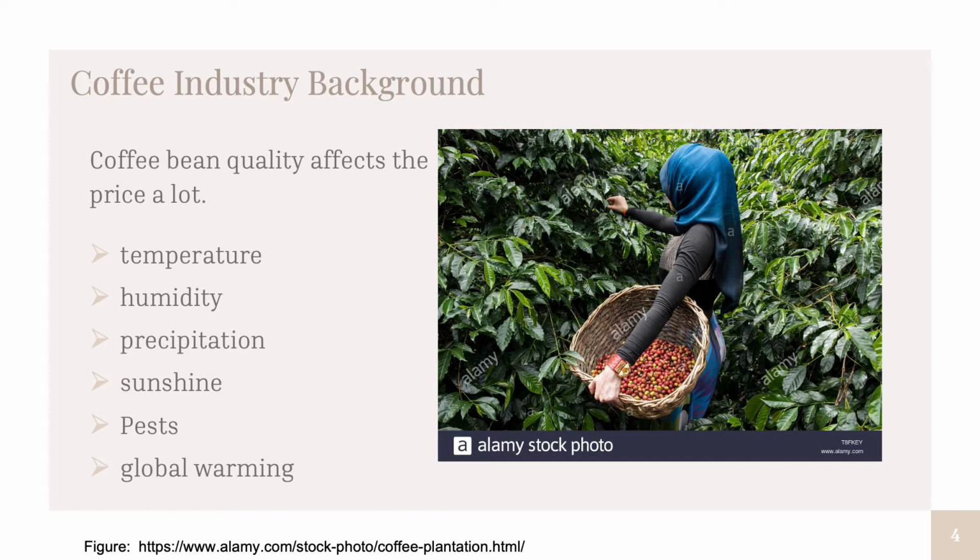This is the problem that this project wants to focus on. We want to improve the quality of the coffee beans by monitoring nearby coffee plantations, increasing the income of the coffee farmers. So that is the background of this project.